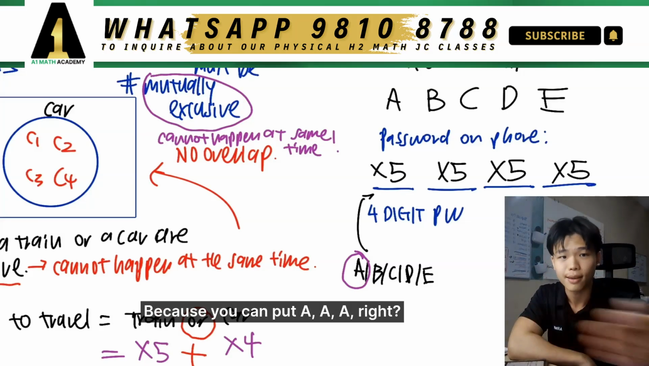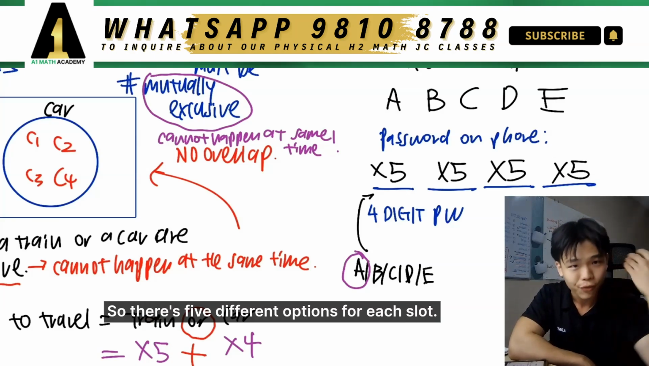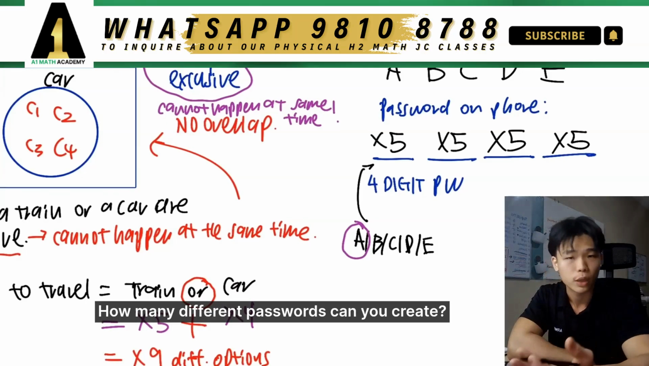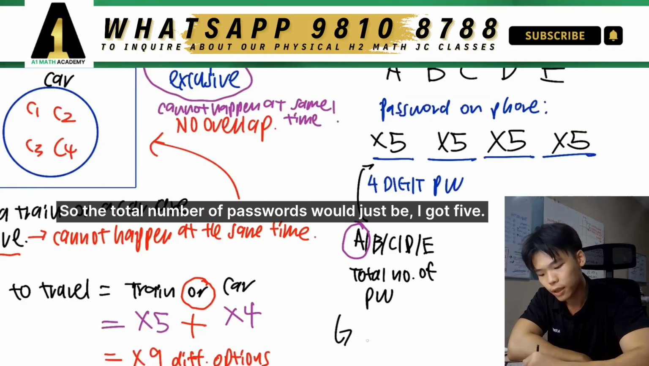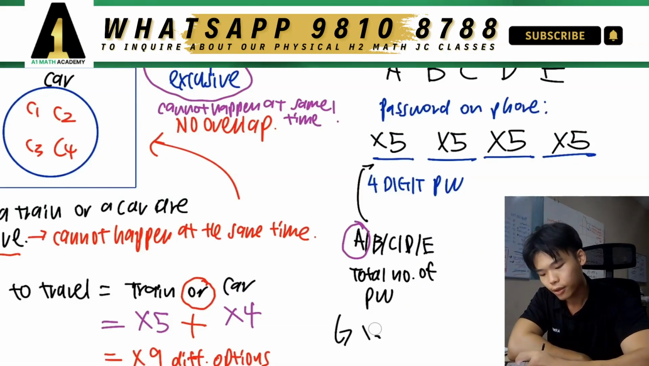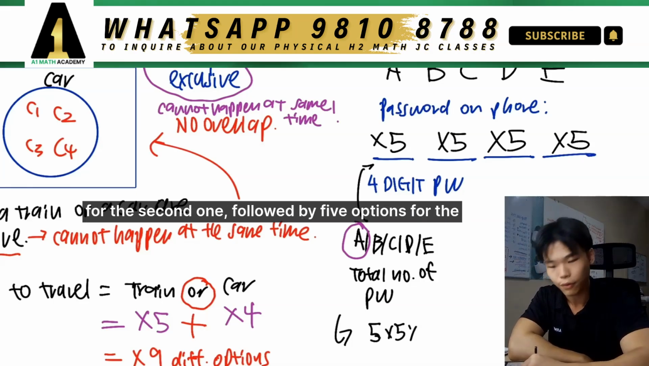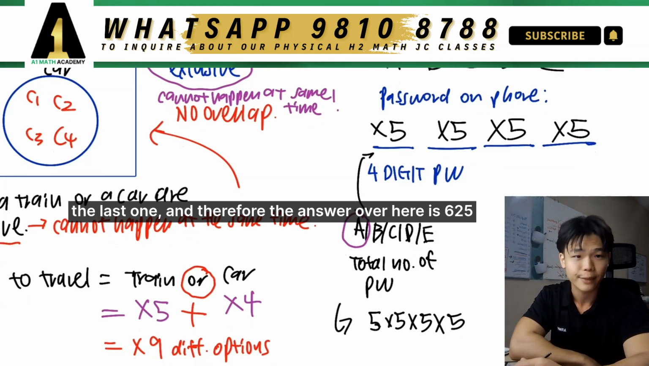And you realize that for each slot over here, you have 5 different options each, right? Because you can put A, right? You can put all A, right? Or you can put A, B, C, D, right? So there's 5 different options for each slot. So in total, how many different passwords can you create? So the total number of passwords would just be, I got 5 options for the first one, followed by 5 options for the second one, followed by 5 options for the third one, and last but not least, 5 options for the last one.